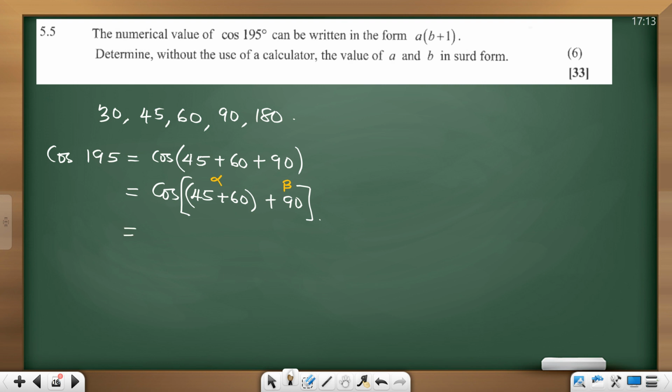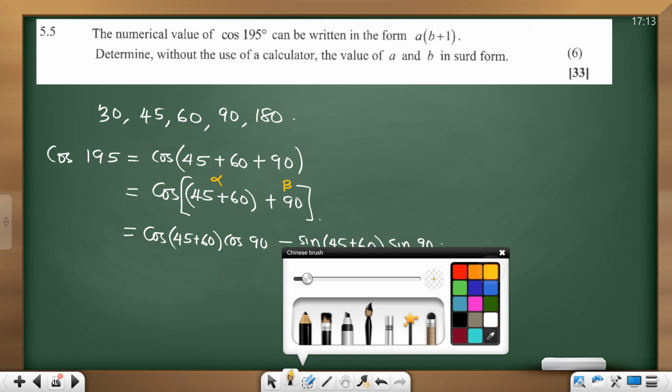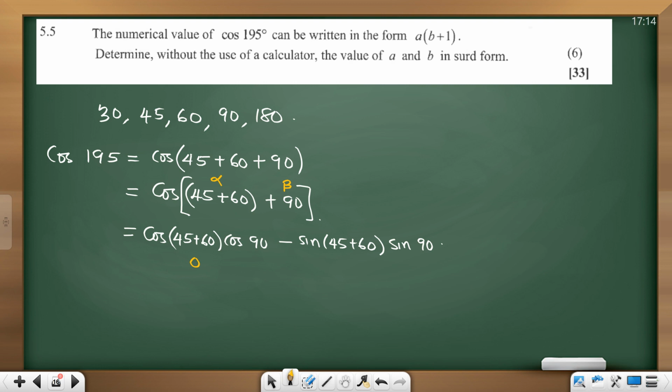Now, all right, let's see. Cos alpha cos beta, right? What's my alpha? 45 plus 60. Are you with me? Let's take it step by step. You remember your formula, right? Cos alpha cos beta. What is my cos beta? Cos 90, minus sine alpha, which is 45 plus 60, sine 90. What is cos 90? 0. It means all of this just falls away, because cos 90 is 0.